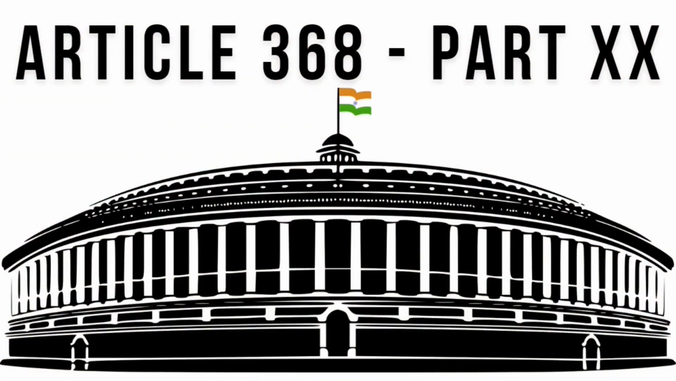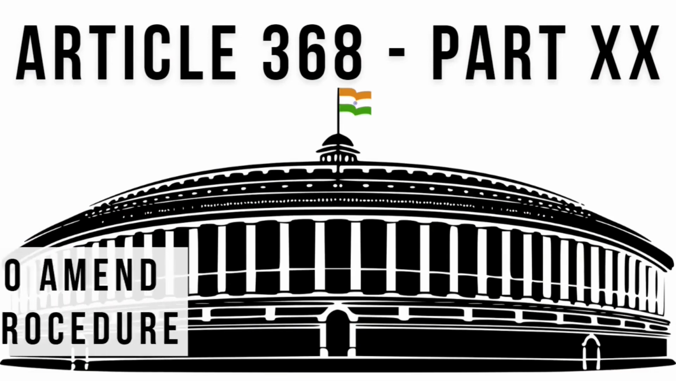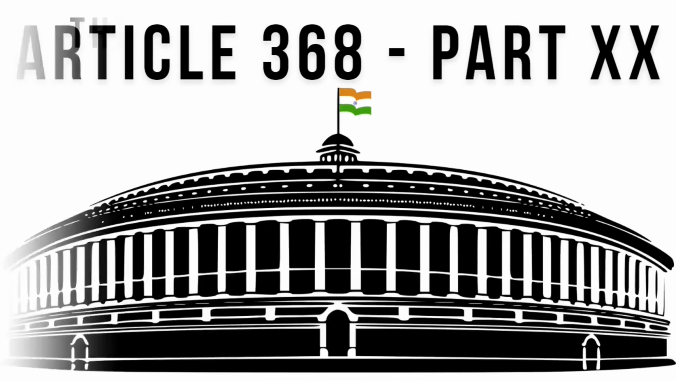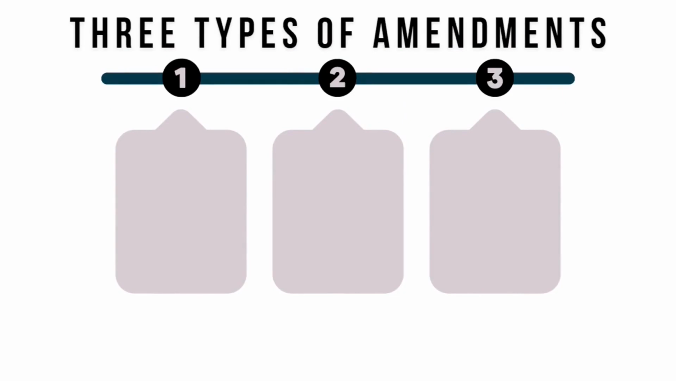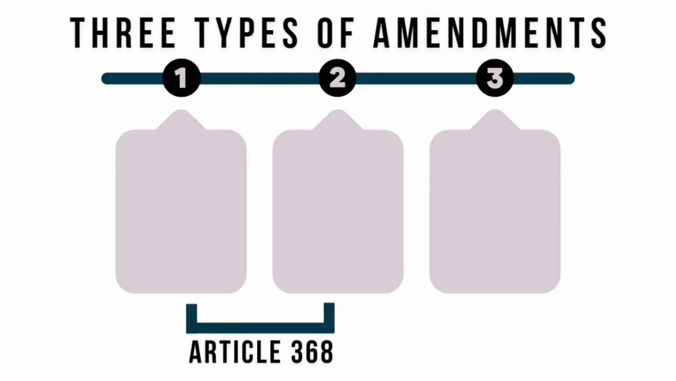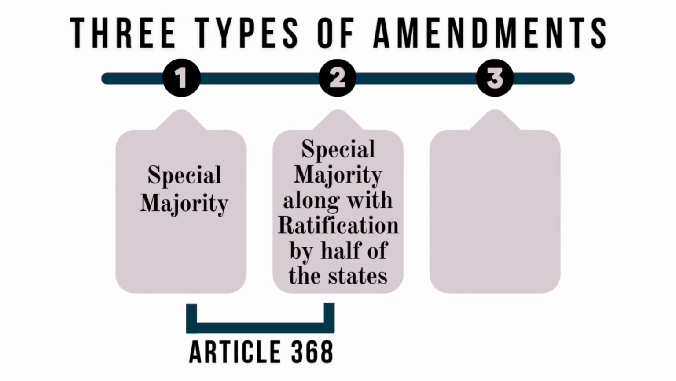Article 368 under Part 20 of the Constitution of India deals with the powers of Parliament to amend the Constitution and its procedure. There are three ways in which the Constitution can be amended, but Article 368 provides for only two types of amendments: by special majority, and by special majority along with ratification by half of the states. The third way of amendment is by simple majority.